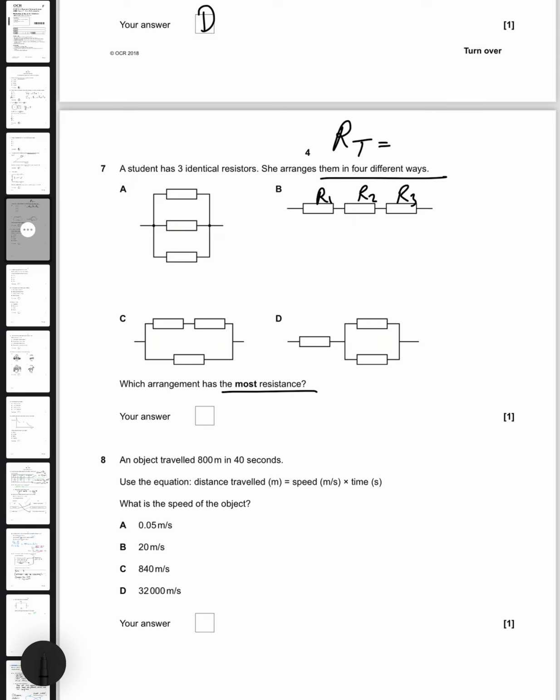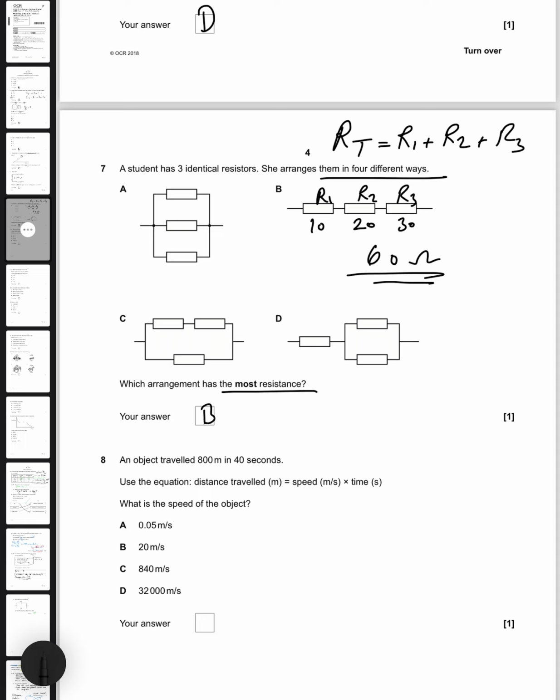So if this is R1 and this is R2 and this is R3, R1 gets added to the value of R2 plus the value of R3. So if I were to give them values, this would be 10, this would be 20, and this, let's say, 30. 10 plus 20 plus 30 would give us a value of about 60 ohms, right? If you were to give the same values for the other ones, you'll see that all of them would have less resistance than B. So the answer would be B.